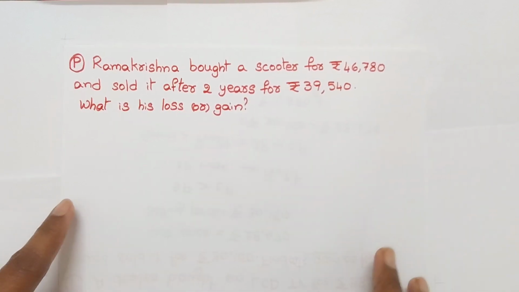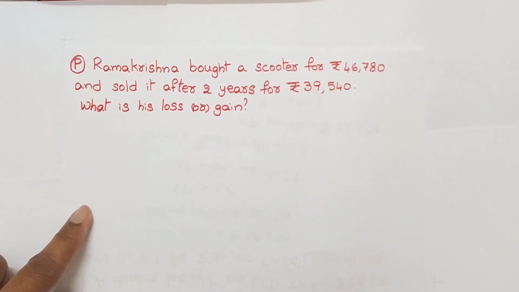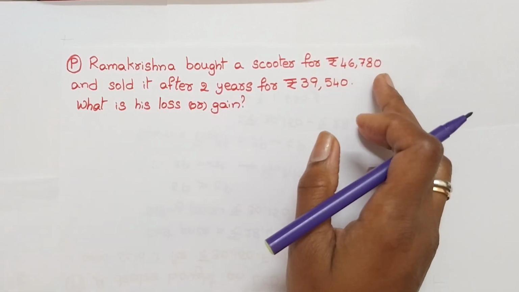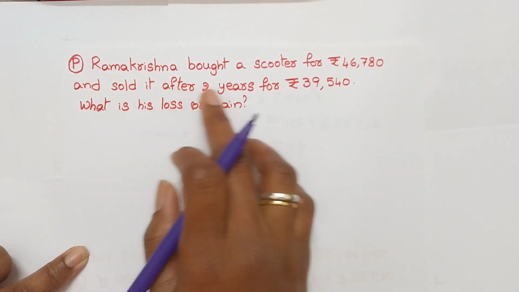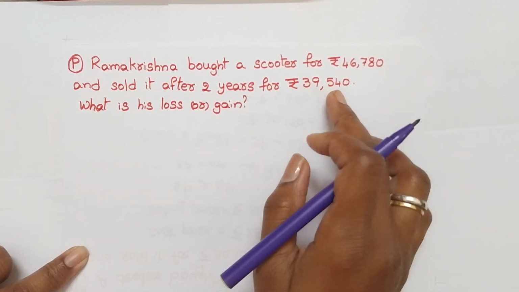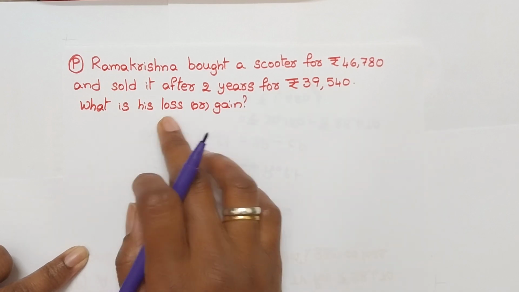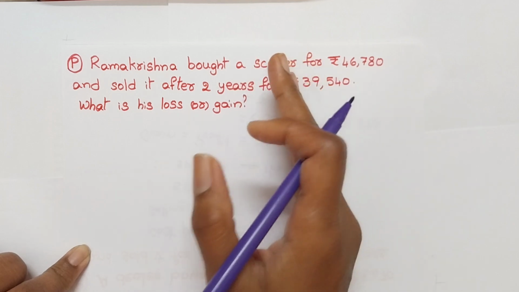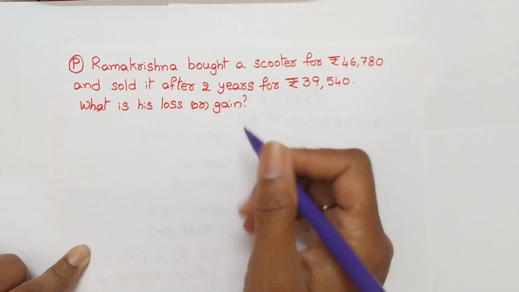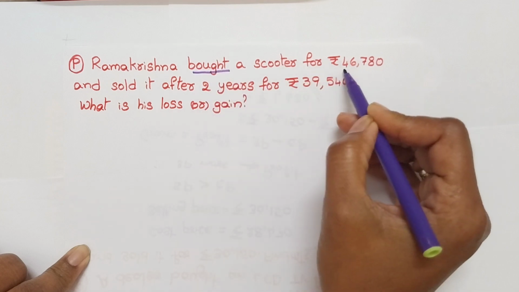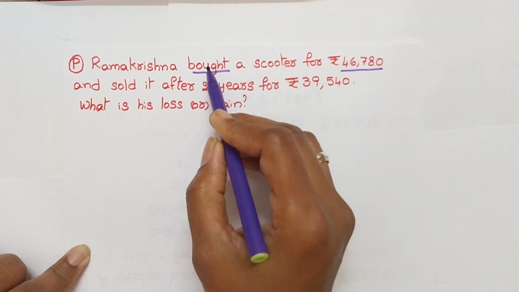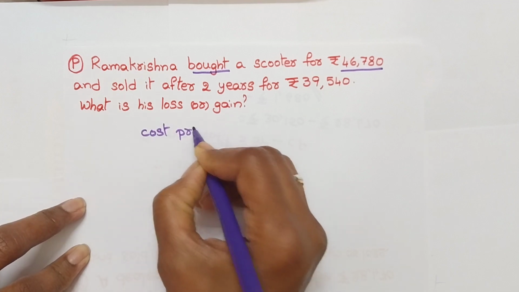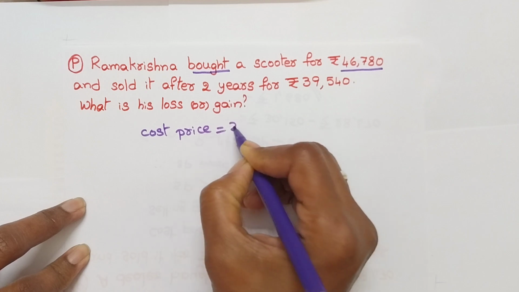Now we do another problem. Ramakrishna bought a scooter for rupees 46,780 and sold it after 2 years for rupees 39,550. What is his loss or gain? We just need to think about cost price and selling price in this. Bought 46,780. Bought means cost price.